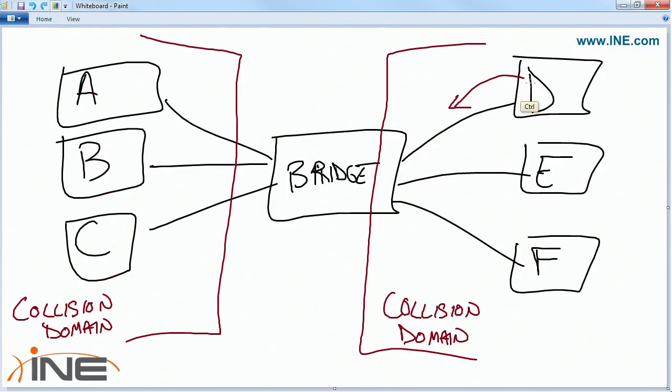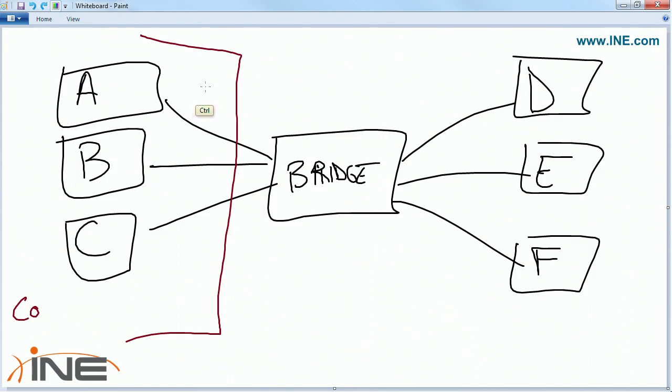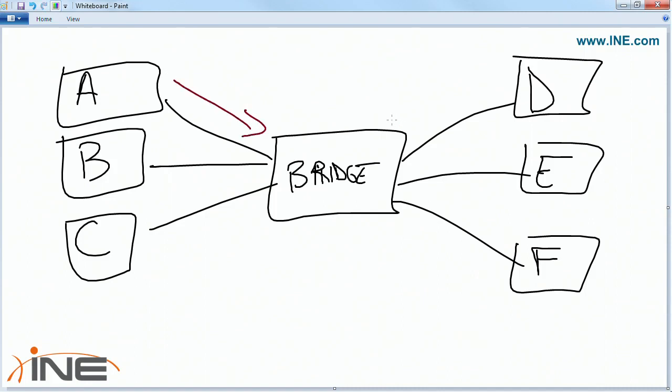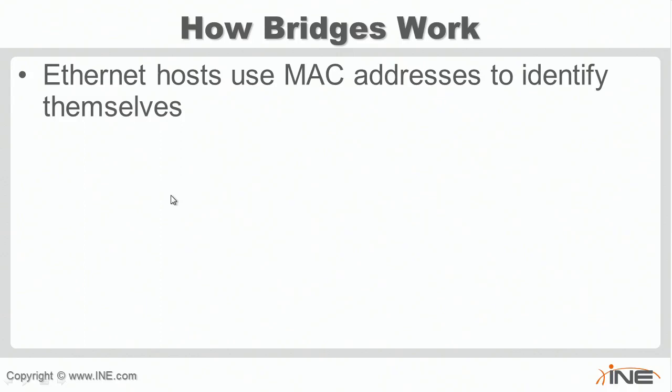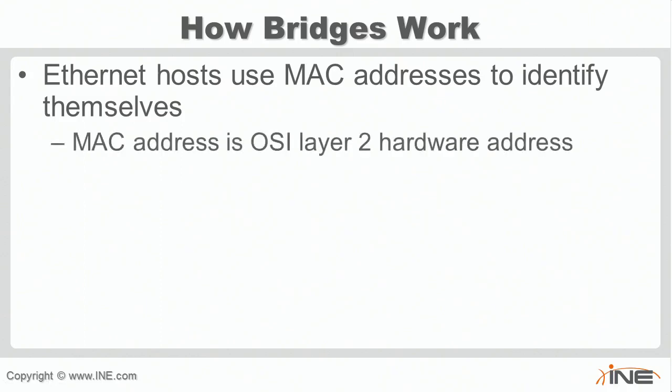But now the problem we run into is, what if A wants to send traffic to D? So how does the bridge know that when we send the data out, it's actually going out this direction as opposed to going in this direction? And the way that we do this is by using what Ethernet calls the MAC address, or essentially the hardware address that is used at layer 2 of the OSI model.